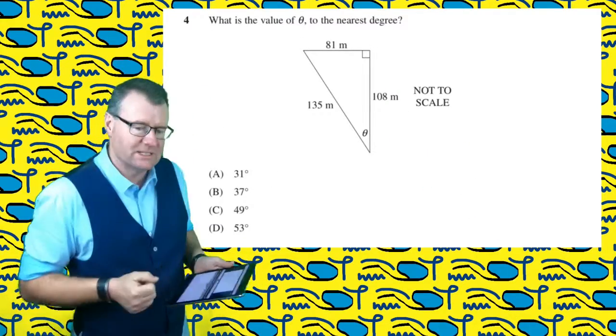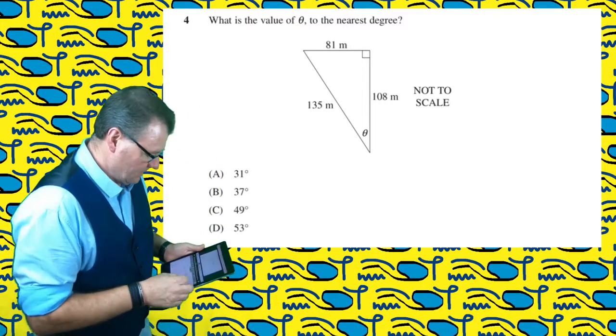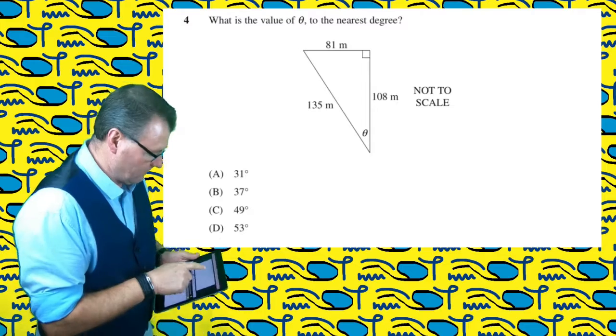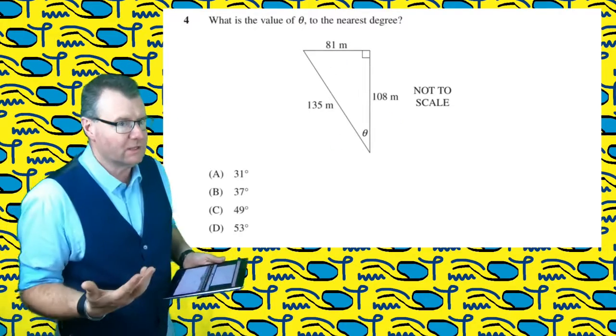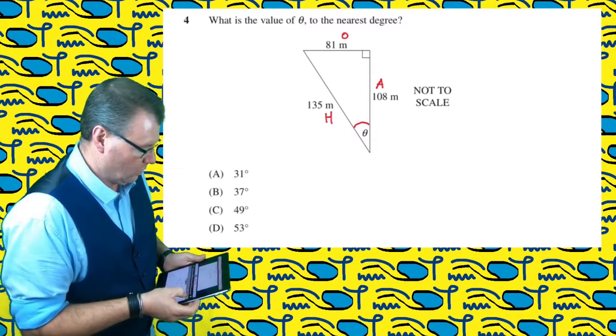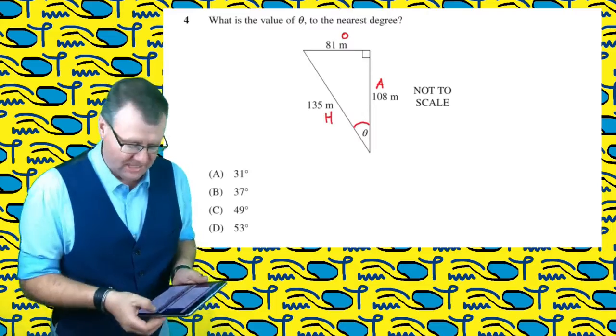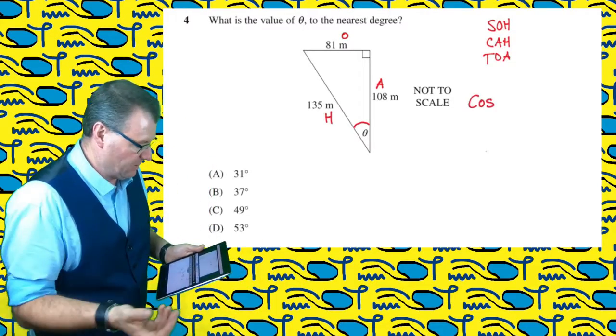Right, here's another HSC question. What's the value of theta to the nearest degree? So in this case, I can see I've got information about all three sides. So really, I could use any of the trig ratios, sine, cos, or tan, because I've got an opposite, adjacent, and a hypotenuse. I'm just going to pick one at random. In this case, I'm going to pick cos.